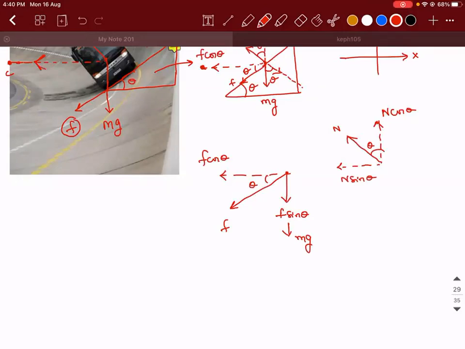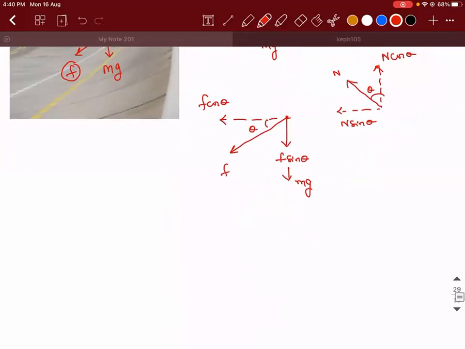Center is on the left hand side. So which two mechanical forces put together is providing the combined centripetal force? Sir, is it f cos theta and n sin theta? f cos theta plus n sin theta is providing the necessary centripetal force mv square divided by r.